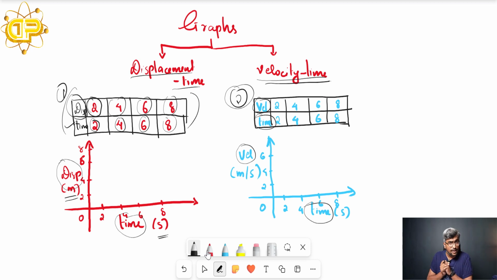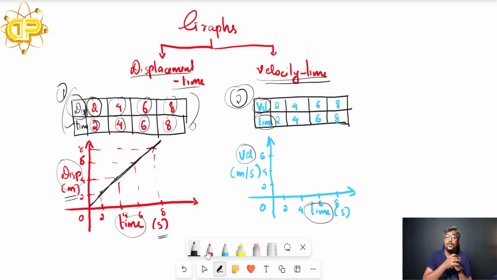So if I am plotting a graph, then what will I get? Then I will get a graph like this. See, I got a graph like this. Actually, the data is not complete again. It is not clear where the body is at 0 seconds, but I am taking it that at 0 seconds the body was at the origin itself. So I get a graph like this.